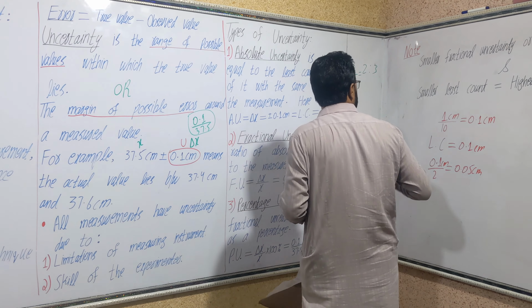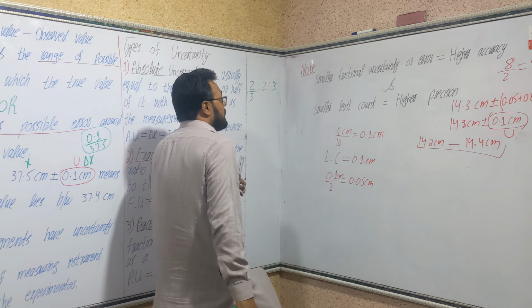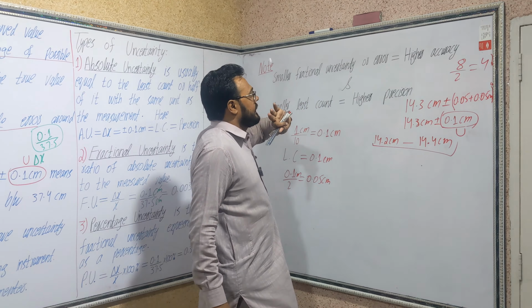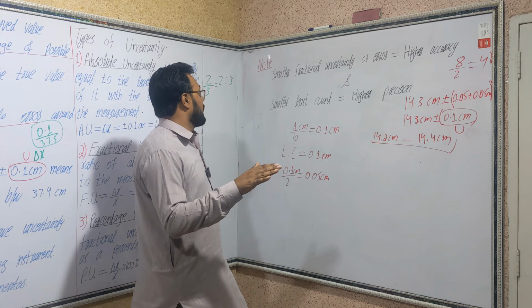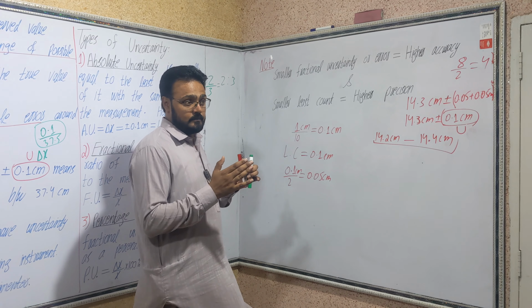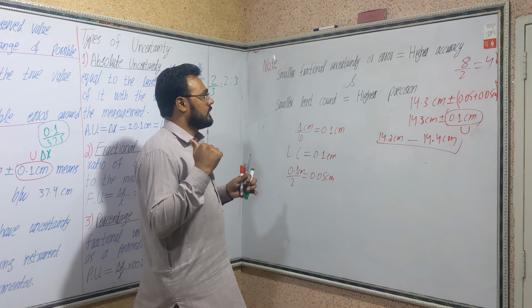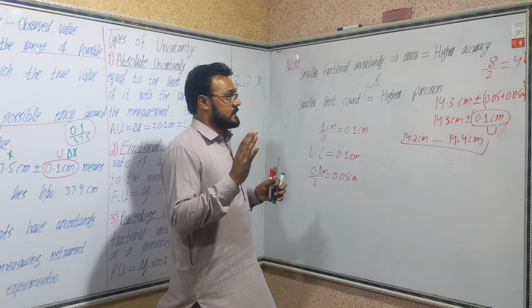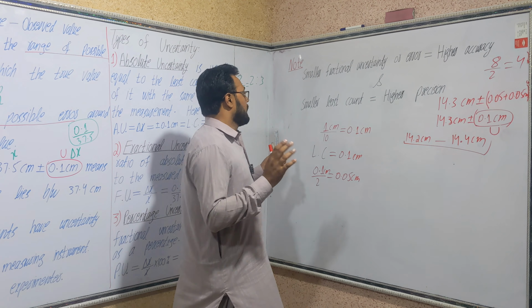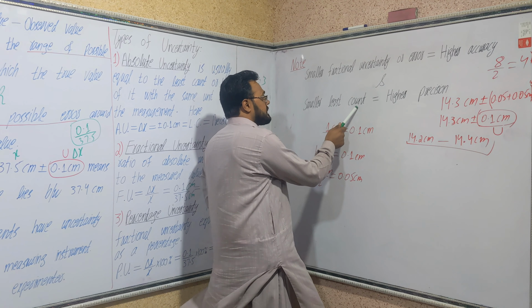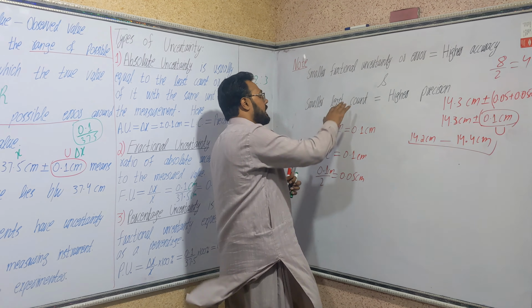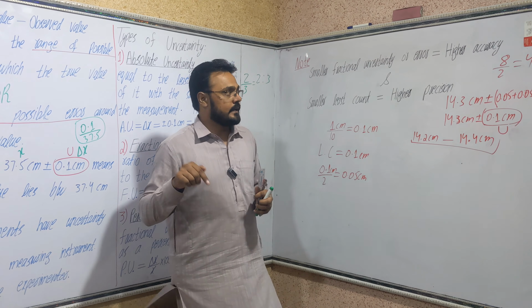Now, important note: smaller fractional uncertainty or error means higher accuracy. I already explained this with the help of a diagram in my previous lecture. You must go through it. And smaller least count means higher precision. They both are already explained. I will put the link in the description.